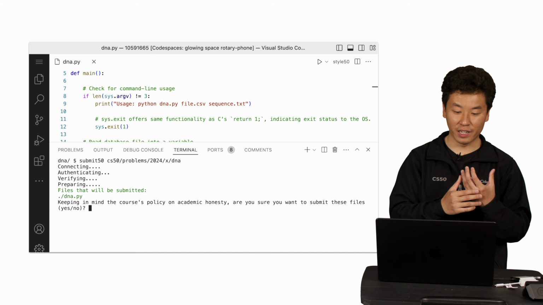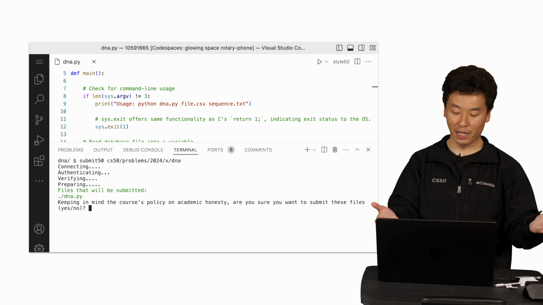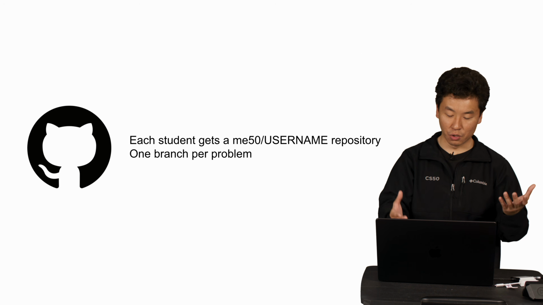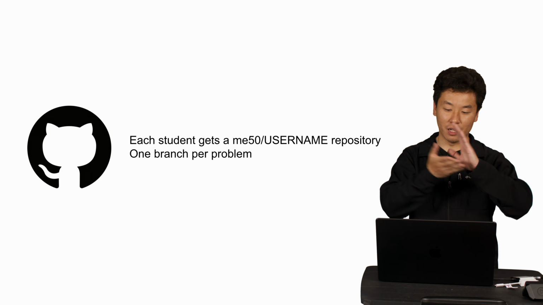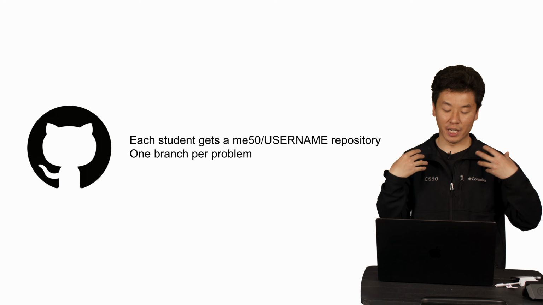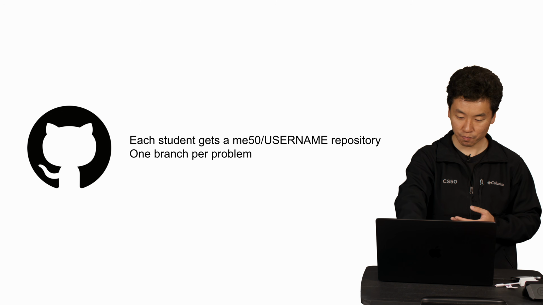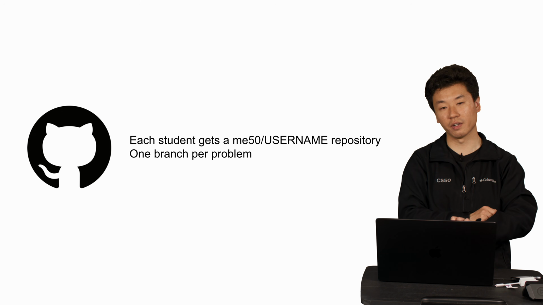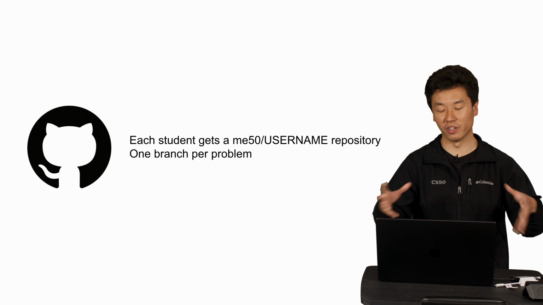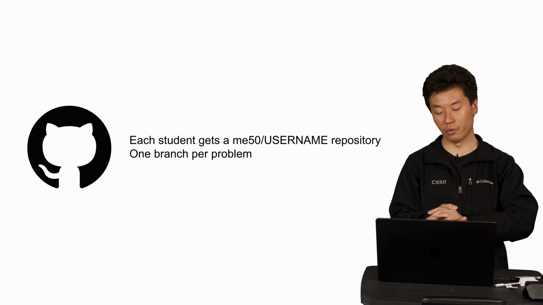So if I provide yes, I did write the code, I think, right? So I type yes. And I will submit the code to a repository that is actually named like me50/my GitHub username. It will be submitted to this particular repository. And in fact, when a student joins the CS50x or CS50 course online, we will automatically provision everything that the student needs, including creating this particular repository.